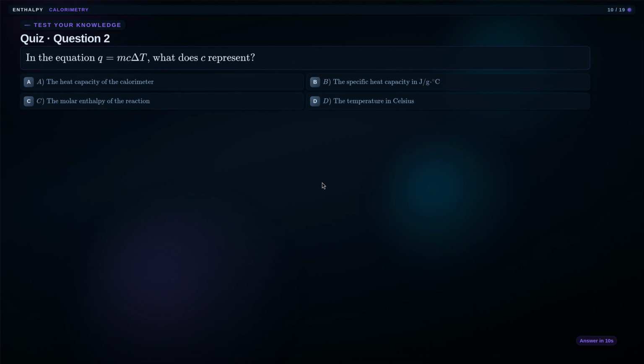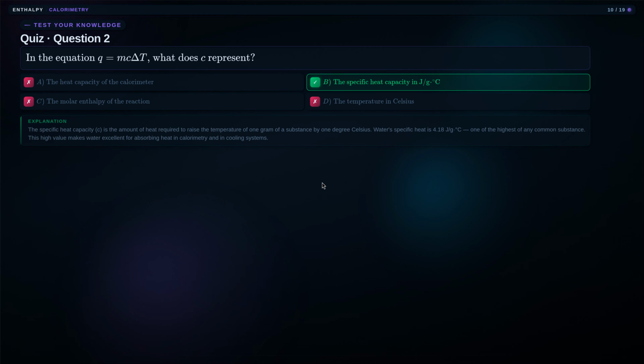The correct answer is B. The specific heat capacity, C, is the amount of heat required to raise 1 gram of a substance by 1 degree Celsius. Water's value is 4.18 joules per gram per degree Celsius, one of the highest known. This makes water excellent for calorimetry and cooling systems.